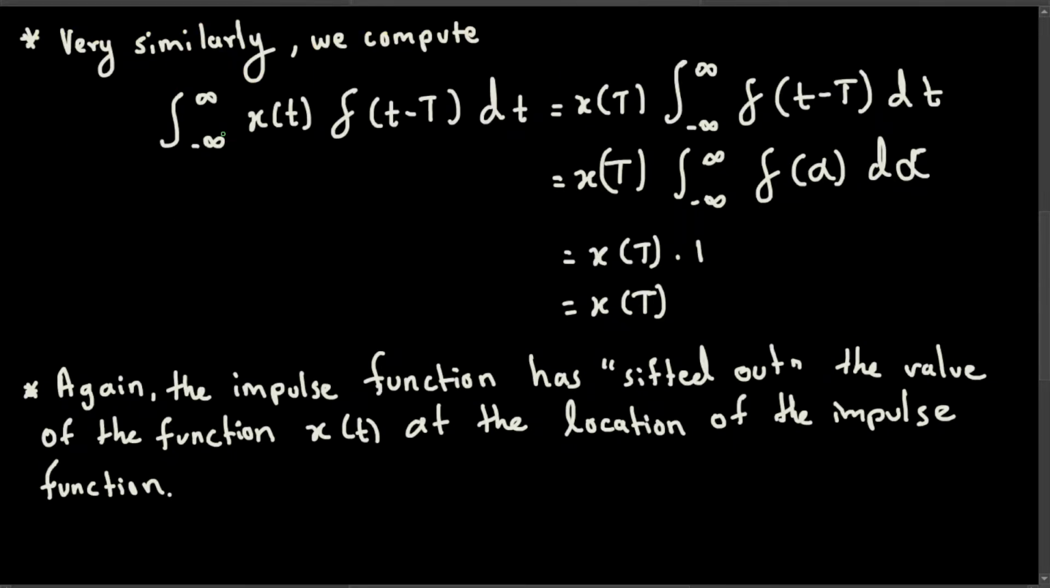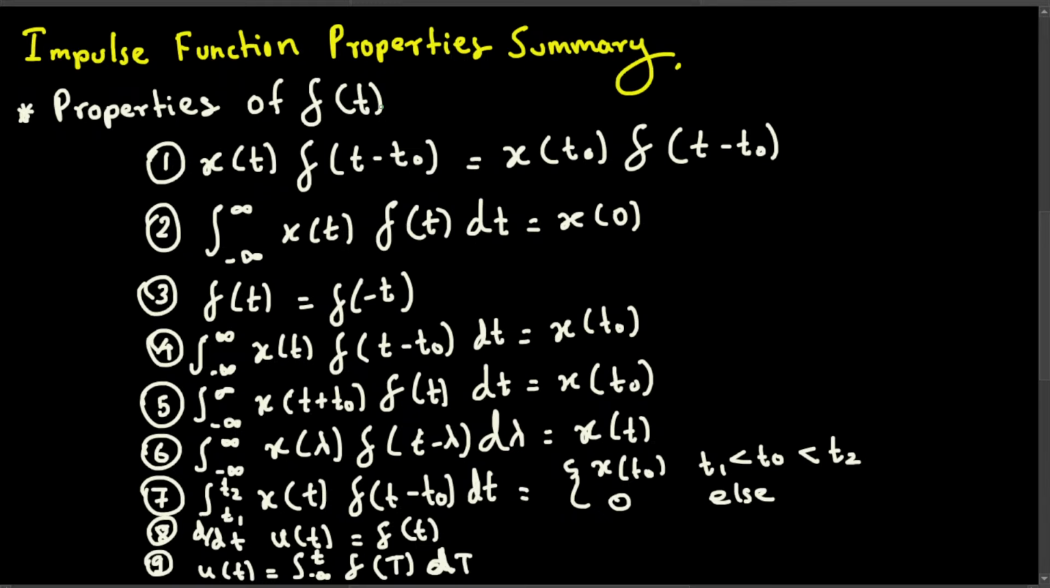Very similarly, we compute the integration from negative infinity to infinity of x of t times delta of t minus t naught dt. If you see a time shift by t naught or anything, if you integrate the impulse function, you're going to get 1 again. So you take x of t out and integrate from minus infinity to infinity, and combine this into alpha, so delta of alpha d alpha is 1, and you get x of t times 1, that is x of t. Again, the impulse function has shifted out the value of the function x of t at the location of the impulse function.